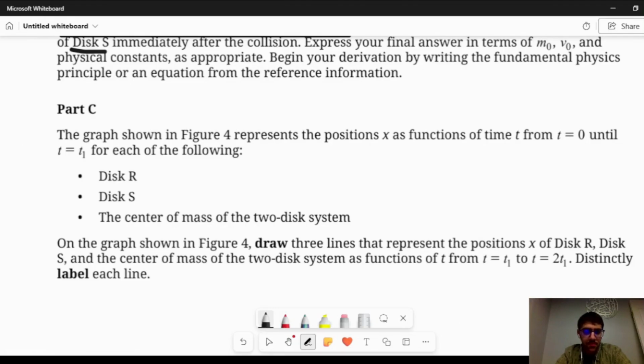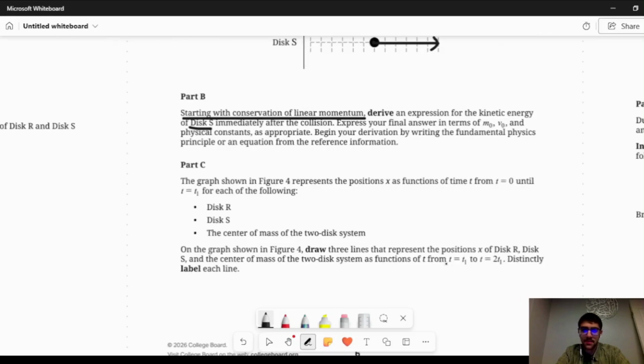Okay, so we're done with part B. We'll move on to part C. It tells us that the graph shown in figure 4, which I'll show you guys later, represents the position x as a function of time from t equals 0 until t equals t1 for each of the following: disk R, disk S, and the center of mass. On the graph shown in figure 4, draw the 3 lines that represent the positions x of disk R, disk S, and center of mass from time t equals t1 to t equals 2t1.